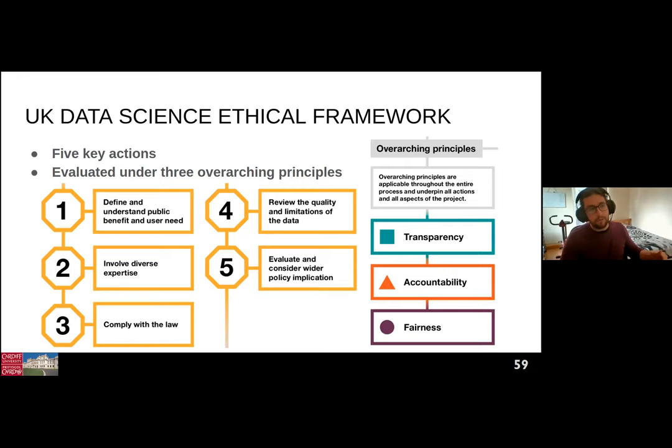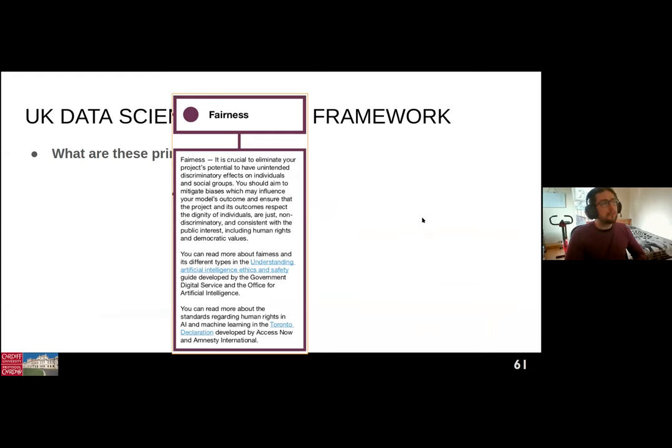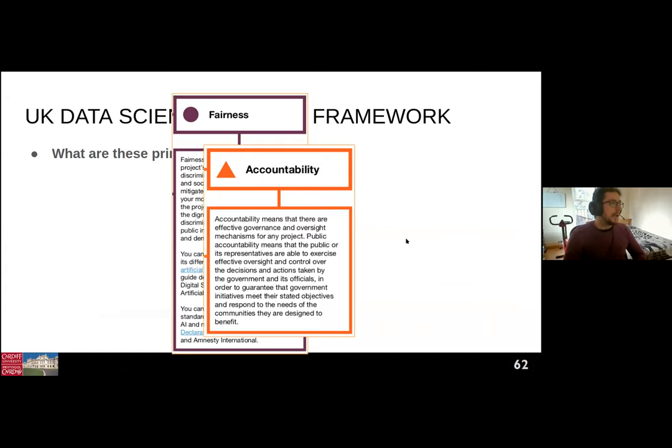So how does that look in practice? For fairness, I'm just copy pasting the definitions in the document, but of course I'm not going to read everything. It should be relatively self-explanatory. What we want is to eliminate our project's potential to have unintended consequences. And of course, this is a massive topic, but that is the bottom line.